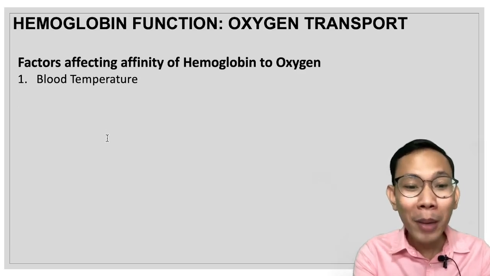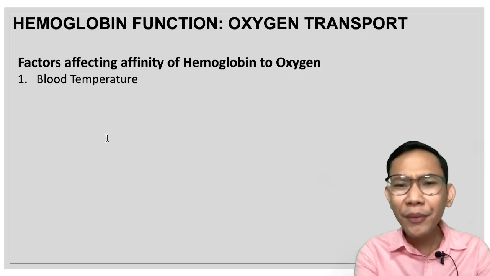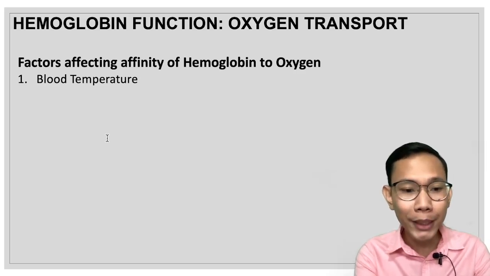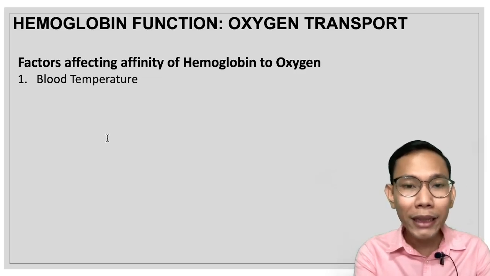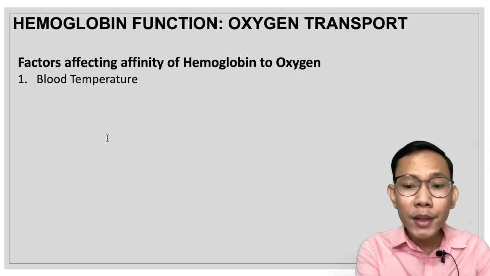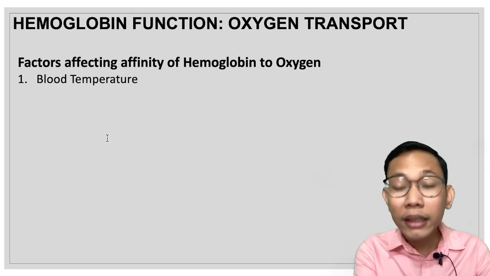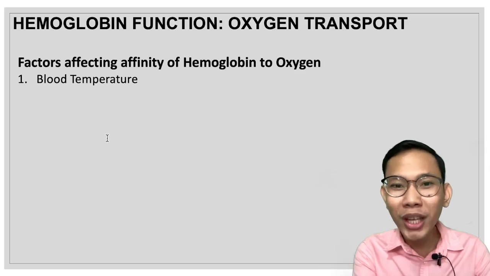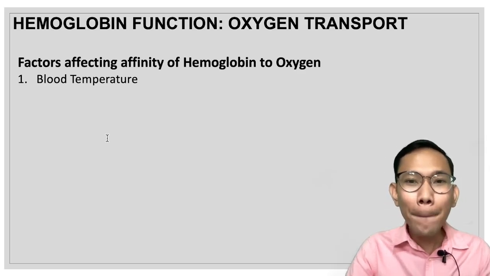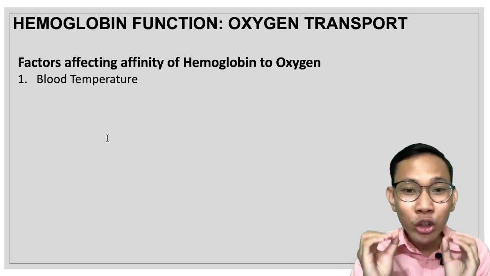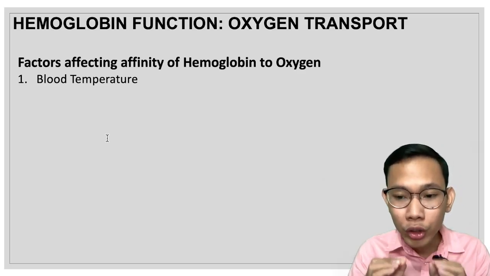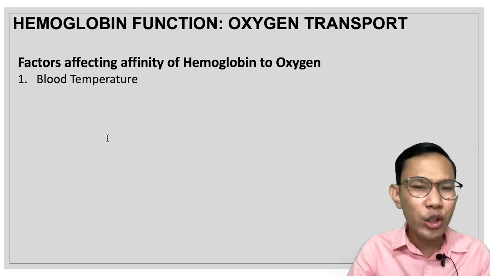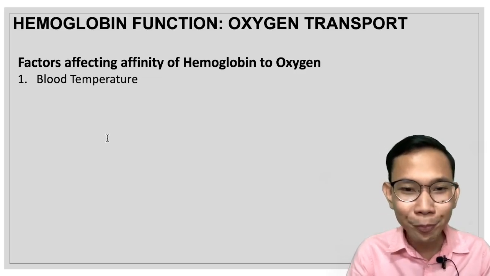Let's talk about your blood temperature. How does it affect the affinity of your oxygen to hemoglobin? An increase in temperature will cause a shift to the right curve. Remember that, it will cause a shift to the right curve. Bakit? Because increasing the temperature denatures the bond between oxygen and hemoglobin. Therefore, pag mataas ang temperature, na-denature yung bond between hemoglobin and your oxygen. Therefore, it will cause a shift to the left or shift to the right.